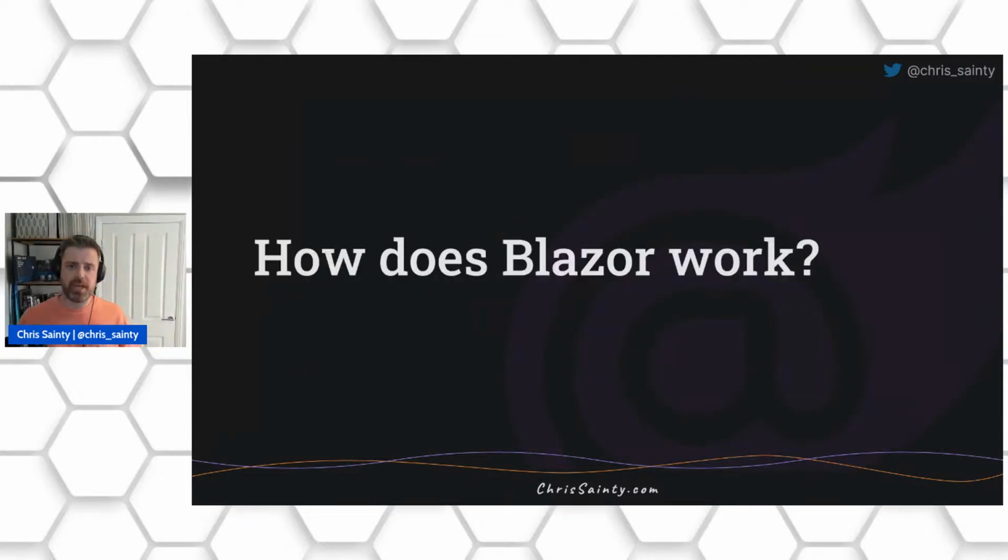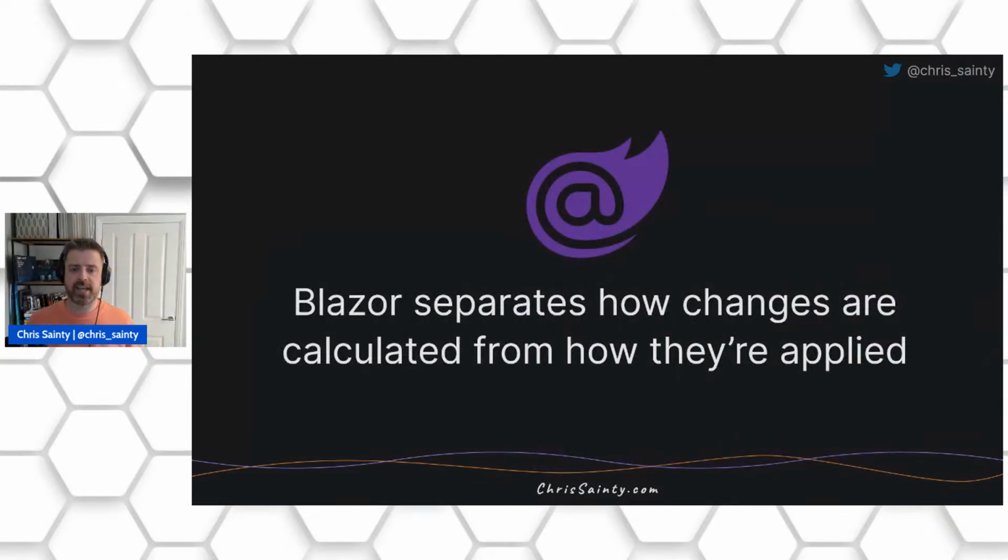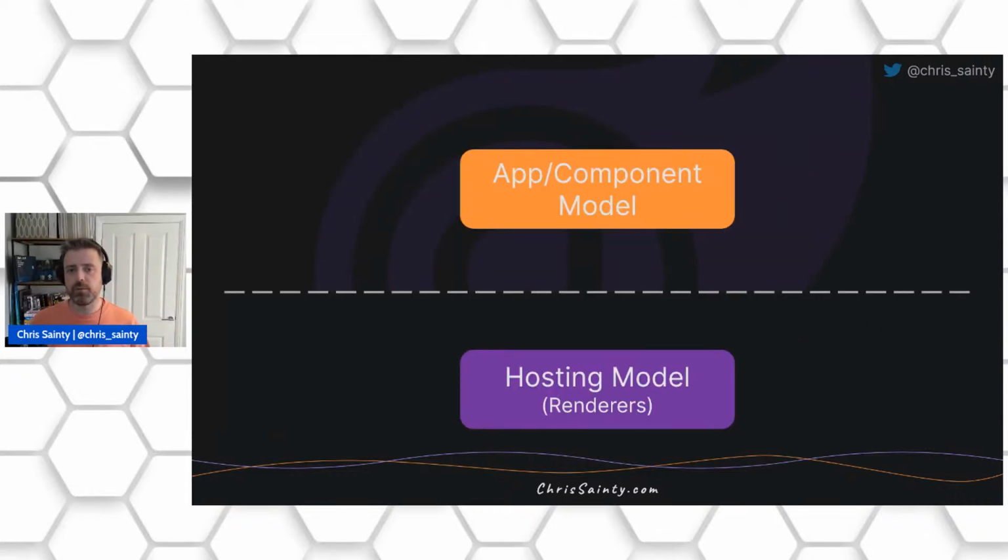So that's a little bit of a high level overview about Blazor. So let's start delving into things a little bit more and pull the covers back a little bit. So how does Blazor actually work? Well, architecturally, it's important to understand that Blazor separates how changes are calculated from how they're applied. Now, what do I mean by that? Well, essentially, the way you write your components, the way you compose them, and you build your applications, that's the app and the component model that Blazor has. And to some degree, that's kind of ignorant of where that application is going to be rendered.